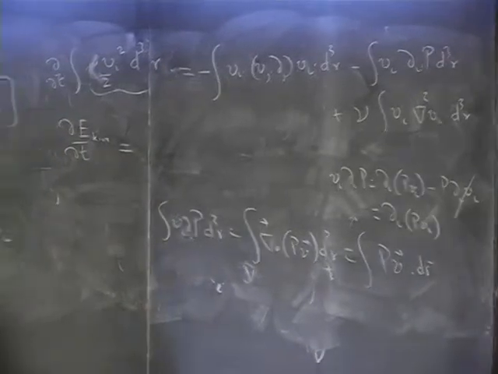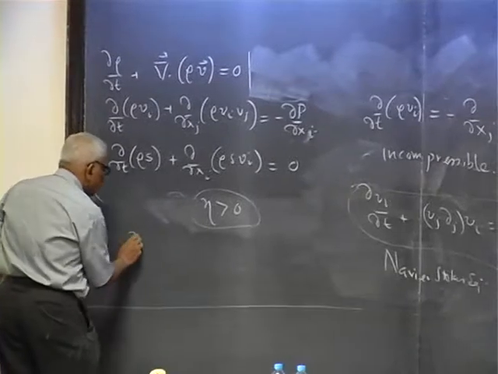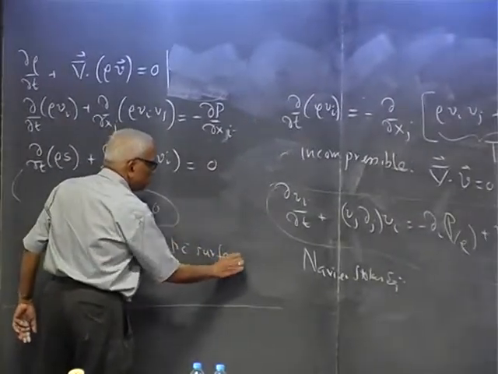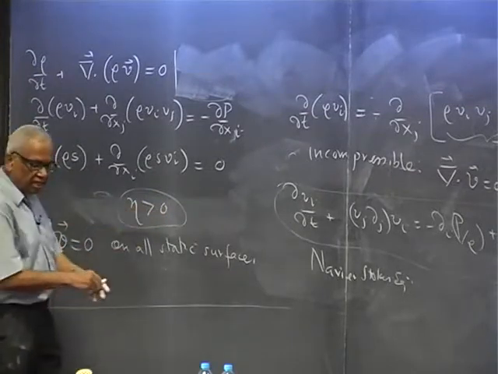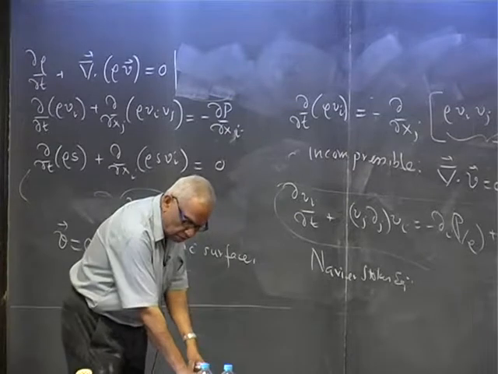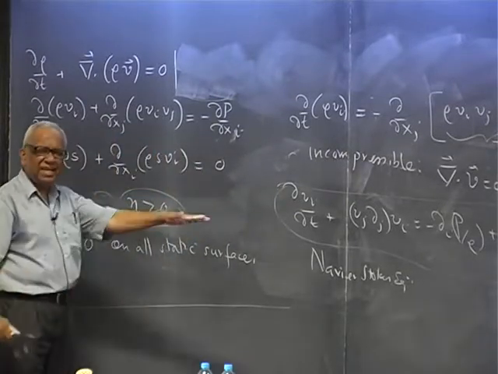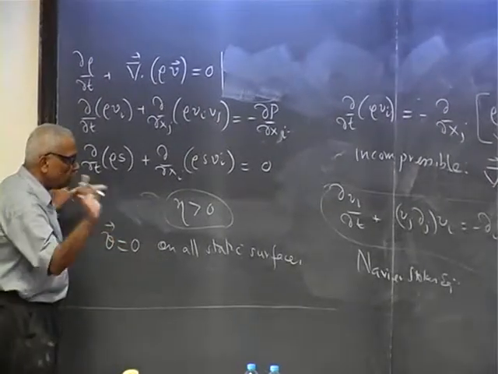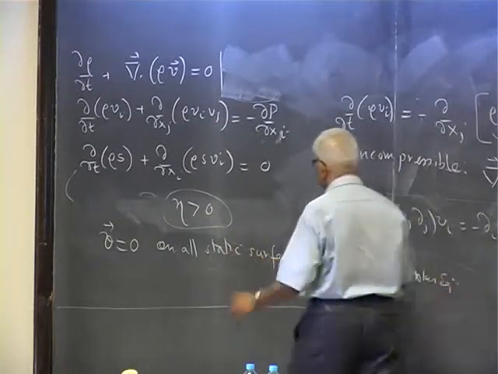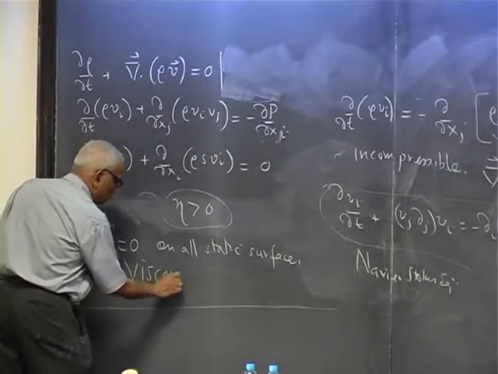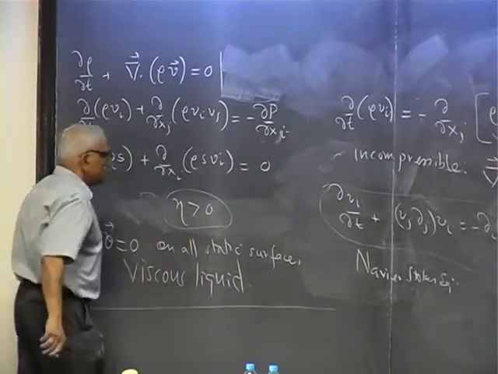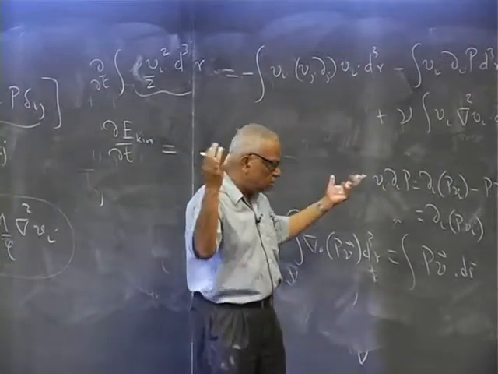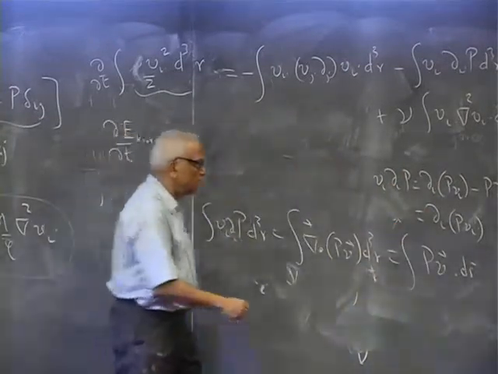Now comes the question of boundary conditions. The boundary conditions are that v is equal to 0 on all static surfaces. That's a phenomenological statement. If I have a static surface, then because of the attractive forces between the molecules of the surface and the liquid molecules, the lowest layer, the layer which is just hugging the surface, has to be at rest. So v equal to 0 on all static surfaces. That's the boundary condition for a viscous liquid. If I have a finite bounding surface, v is equal to 0, and if it is infinitely far away, then all natural solutions would decay at infinity. So either way, this is equal to 0.